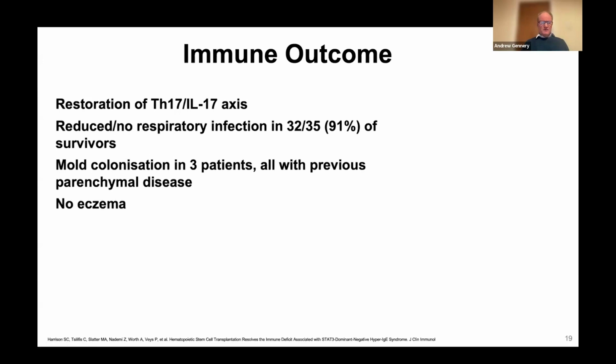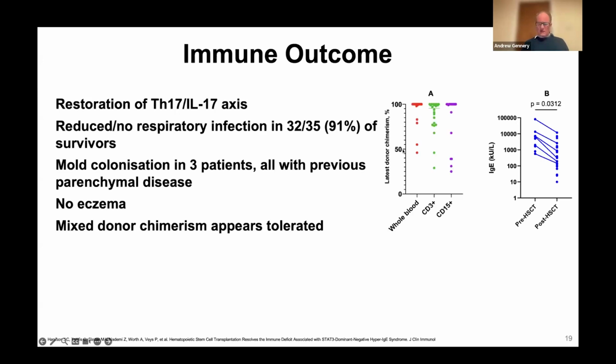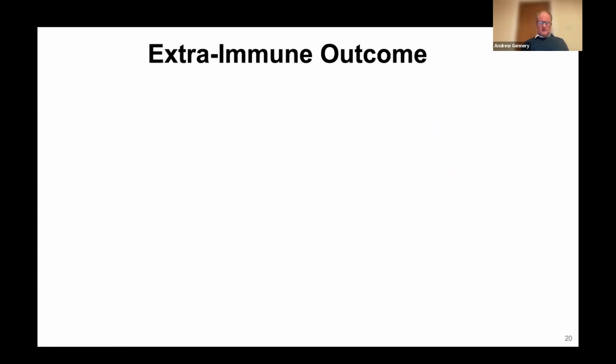The eczema, however, is cured. Mixed donor chimerism seems to be tolerated, and you can see that here with the percentage of donor chimerism. In fact, our original patient has got fairly low donor chimerism, but certainly doesn't have any infectious problems. The IgE is interesting because it doesn't always normalize. In fact, it rarely normalizes, but that doesn't seem to affect the outcome of transplant. And as Bodo suggested, it's more of a biomarker than causing disease.